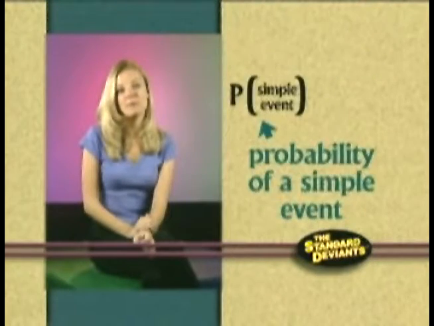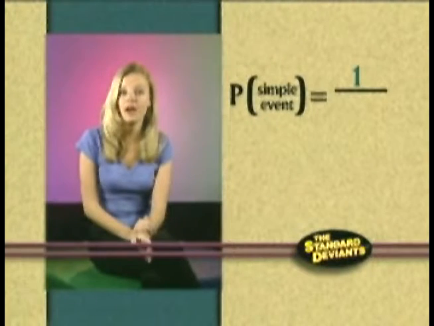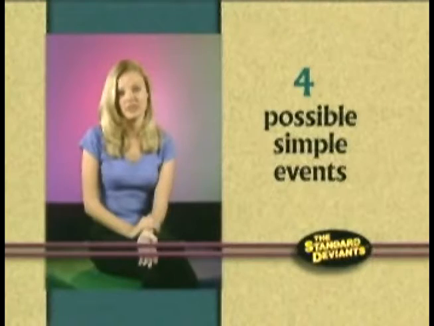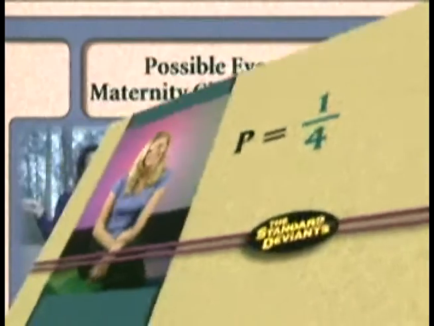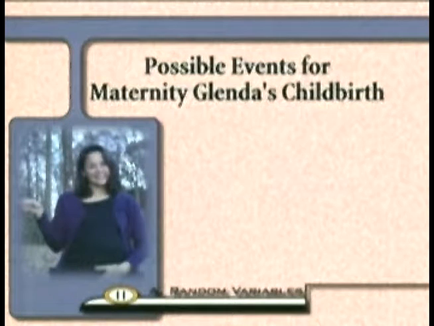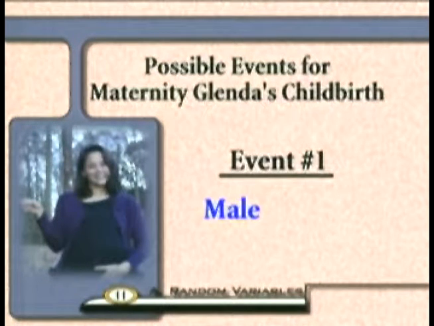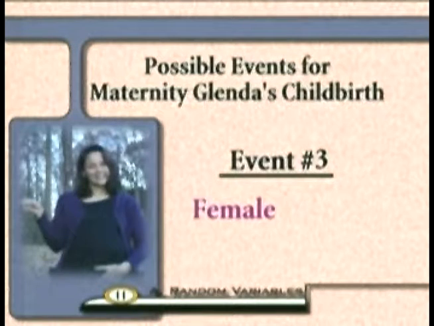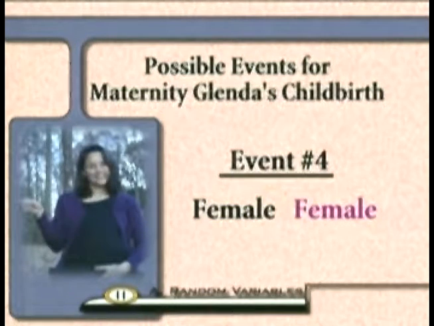As we know, the probability of a simple event is 1 divided by the total number of simple events. We've got 4 possible events, so the probability for each of these simple events occurring is 1/4. Let's go over the events one more time. In event 1, the first baby is male and the second baby is male. In event 2, the first baby is male and the second baby is female. In event 3, the first baby is female and the second baby is male. And in event 4, the first baby is female and the second baby is female.